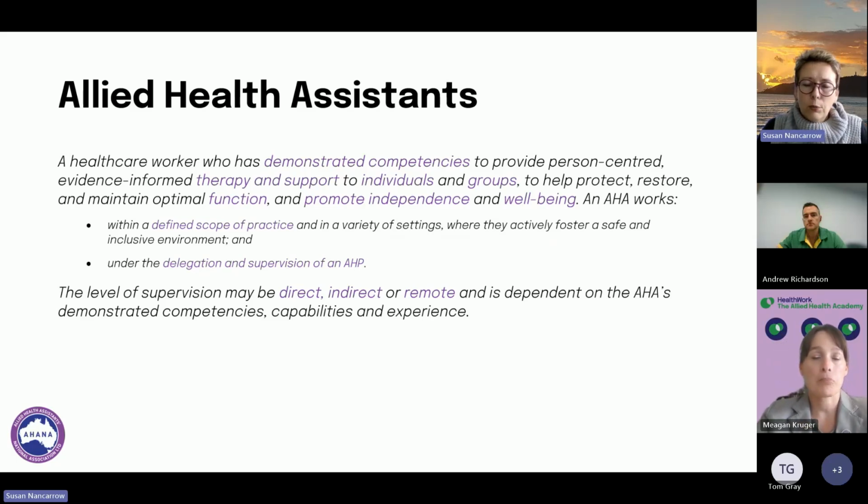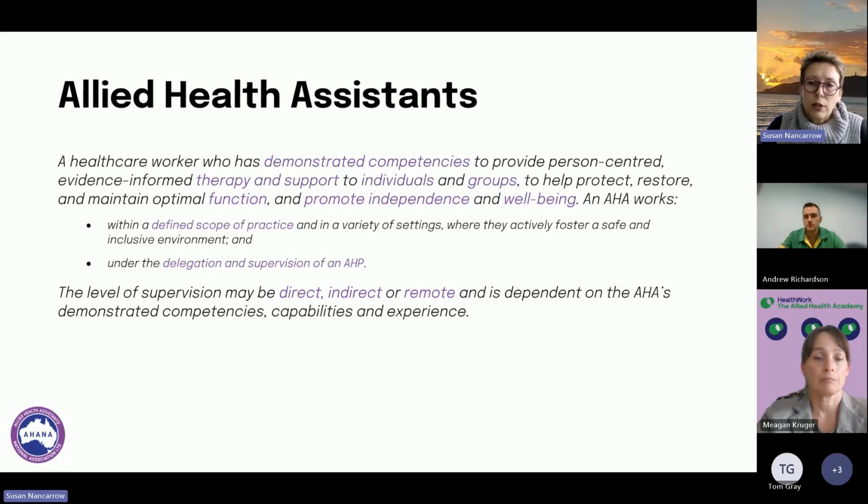A couple of other important definitions are that they work within a defined scope of practice and they work under the delegation of an allied health professional or equivalent. And we're reasonably loose in those definitions because we don't actually have a clear definition of what is an allied health professional in this country or in most jurisdictions. It's this issue of supervision and delegation that trips over allied health assistant effective use in most contexts. And one of the important things is that the allied health professional does not normally need to be in the same room as the allied health assistant.